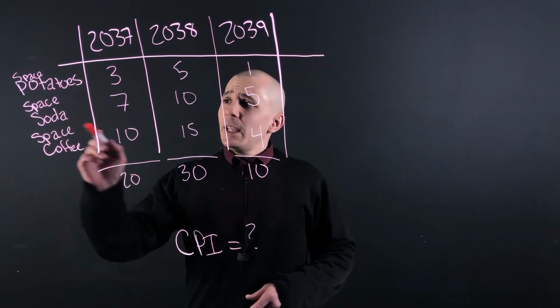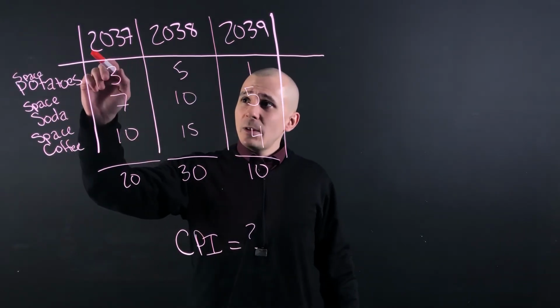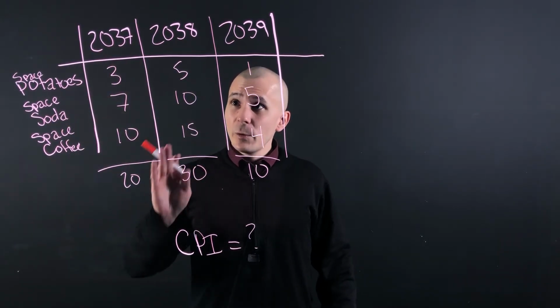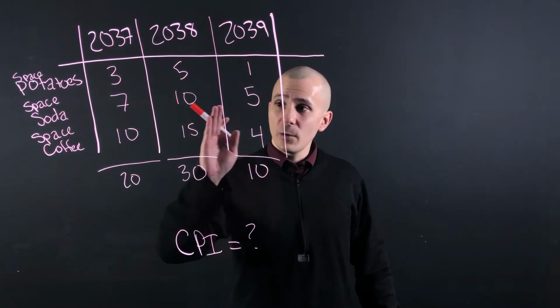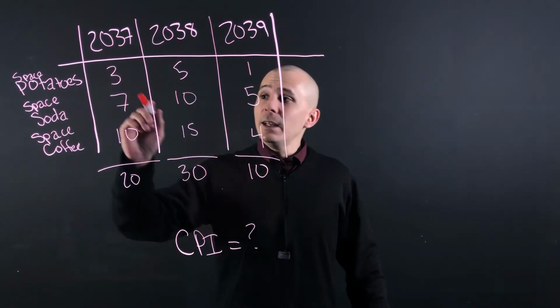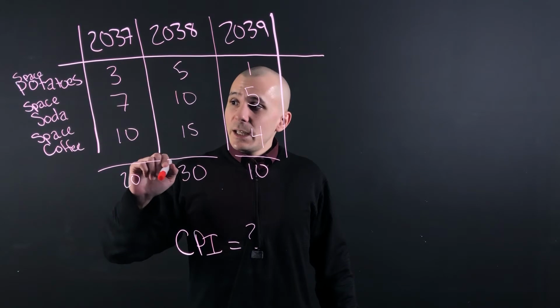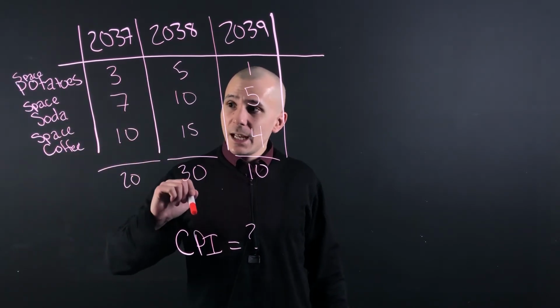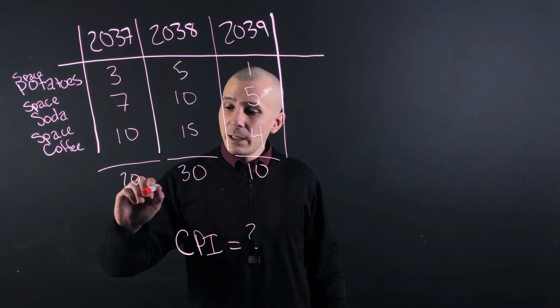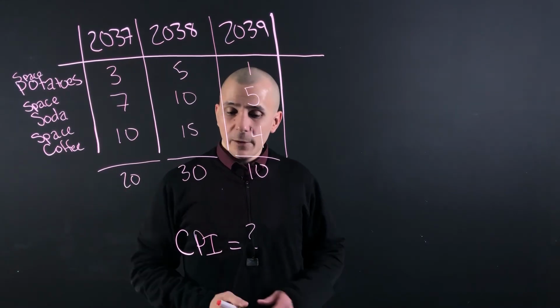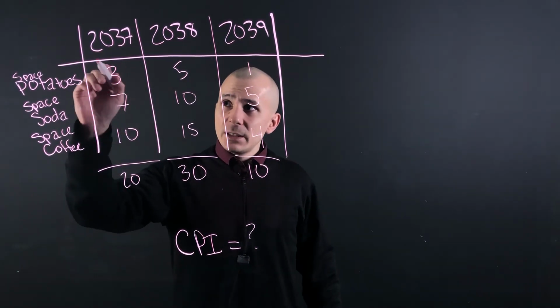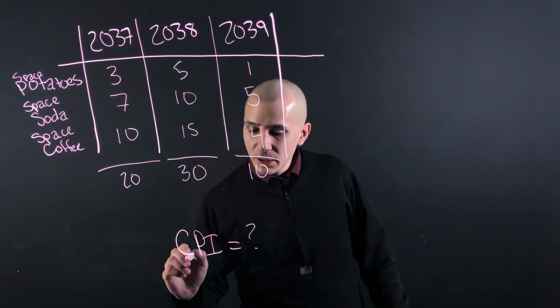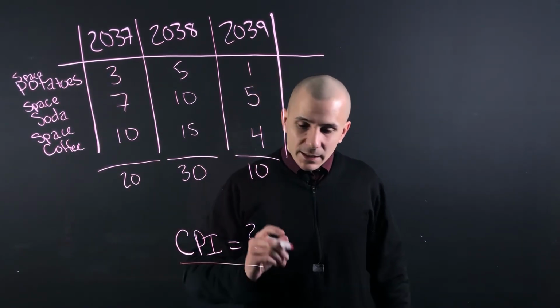All right, so here, space potatoes in 2037, which will be our base year, what we're going to base the economy on, or our index on. Space potatoes are $3 here, space soda is $7 here, and space coffee is $10, which brings us to a total of 20.